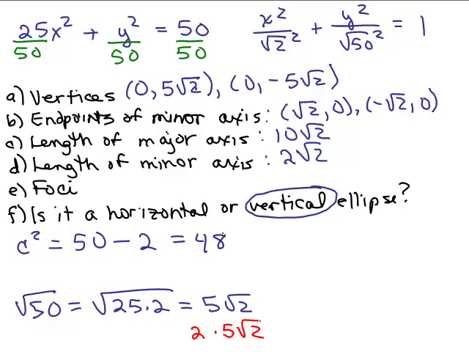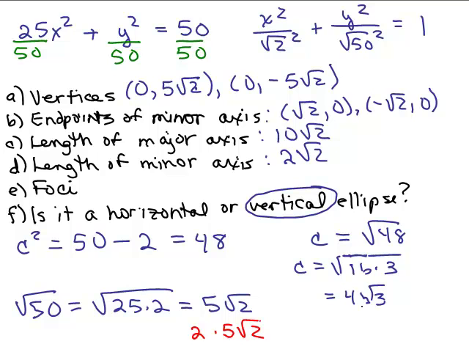So that's 48. Okay, so if c squared is 48, then c is the square root of 48. And we could simplify that by, well, what perfect square is in there? 16? That's 16 times 3, so that's 4 square roots of 3. All right, so we've got c. The question is, which axis is it on? It's on the major axis. Remember, that's the y-axis, so it's 0, 4 square roots of 3, and 0, negative 4 square roots of 3.